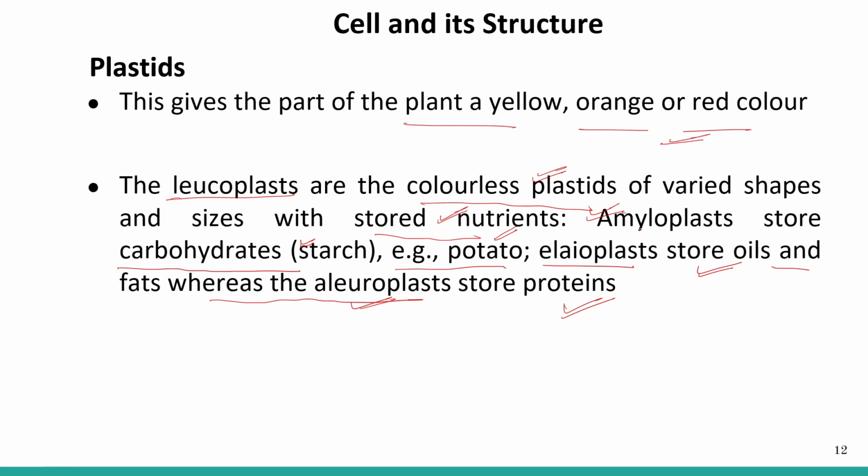So there are three different types of leucoplast: amyloplast, elaioplast, and aleuroplast. Amyloplast stores carbohydrates, elaioplast stores oils, and aleuroplast stores proteins. Okay, so this is about the leucoplast.